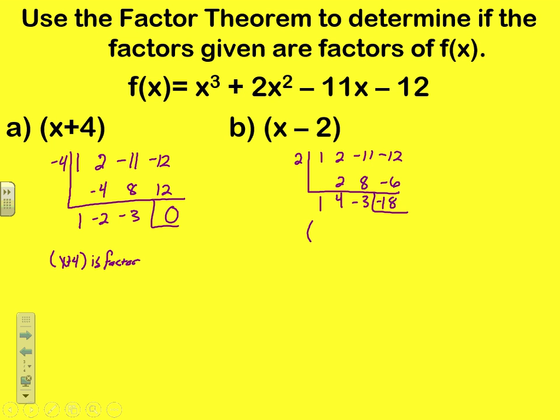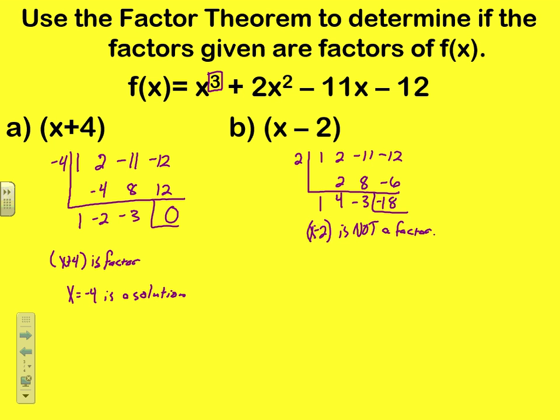So because the remainder is not 0, we would say x minus 2 is not a factor. Now, from previous discussions, we have identified that because the largest exponent here is a 3, there should be 3 solutions. Well, since x plus 4 is a factor, then that means x is equal to negative 4 is a solution to the polynomial. So I want to know, what would the other 2 solutions be? Could we figure that out?